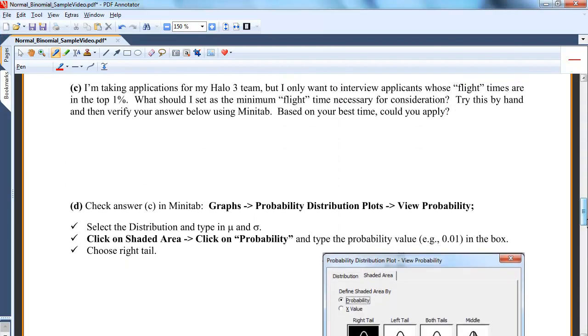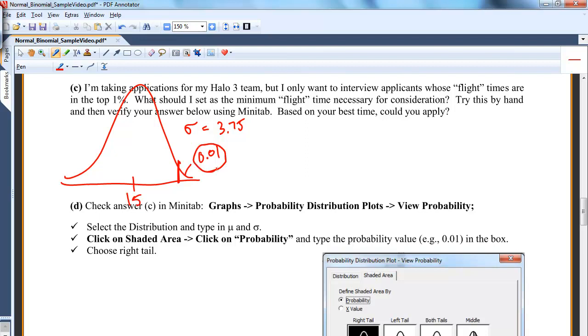Okay, a few more questions. I'm going to form a Halo 3 team. That's something I could easily do at my school. But I want to interview applicants, only the really good ones. And the really good ones I'm going to consider are the ones in the top 1% of flight times, this top little 1% right here. And remember that the mean was 15 and the standard deviation was 3.75. So I'm trying to find the students that have the top 1% scores.